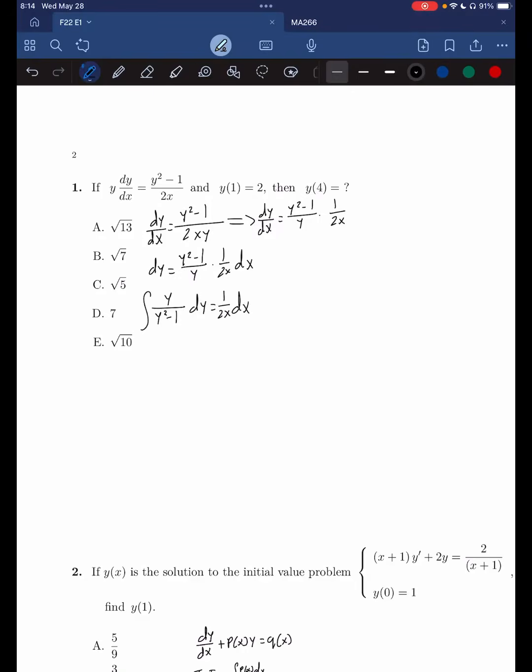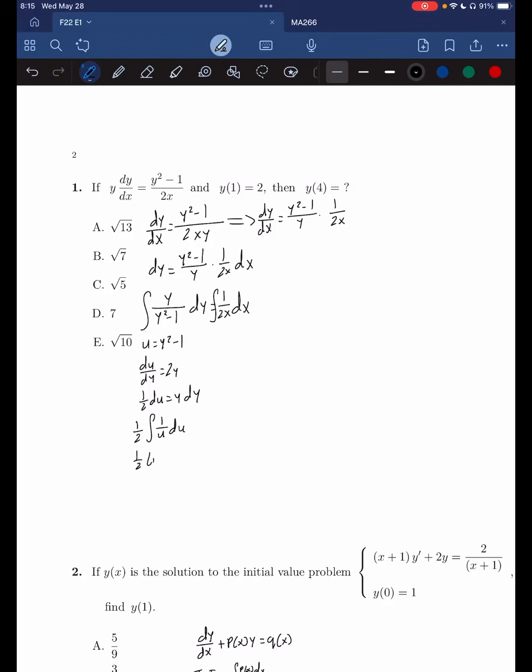Now we just integrate both sides. This top integral is a really standard u sub integral. If I let u equal y squared minus 1, du dy is equal to 2y, and therefore 1/2 du is equal to y dy. And as we can see, we have a y dy up here and a y dy down there, so 1/2 du will just replace all of that.